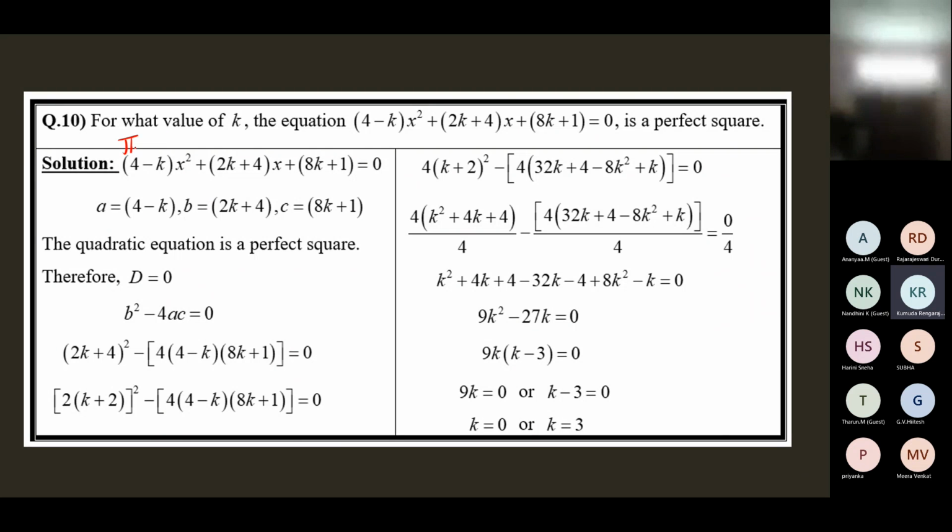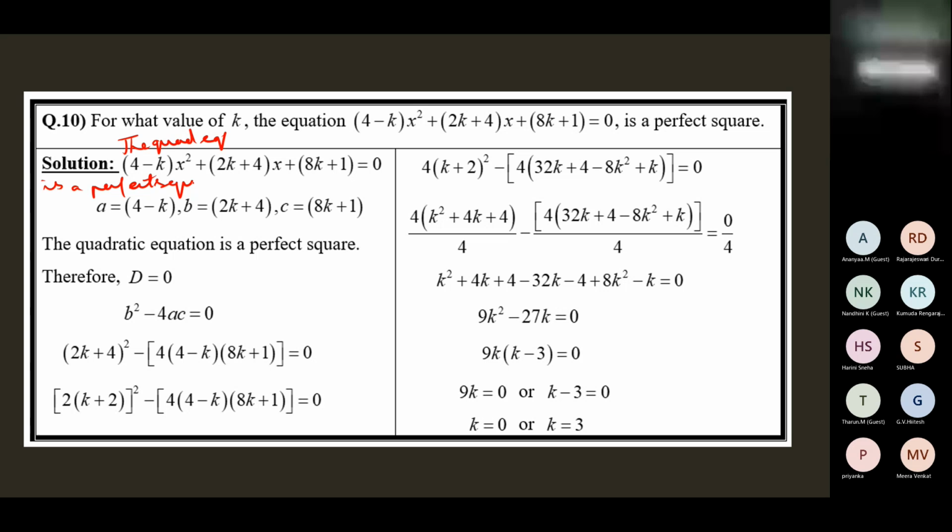You can write it here itself, the quadratic equation, this one, is a perfect square. So write the values of A, B, C. Okay, so D is equal to 0. The quadratic equation is a perfect square. Get the values of A, B, C. And because it's a perfect square, D is 0. That means B square minus 4AC is equal to 0. Put the values of A, B, C.